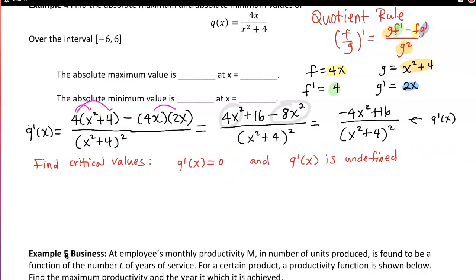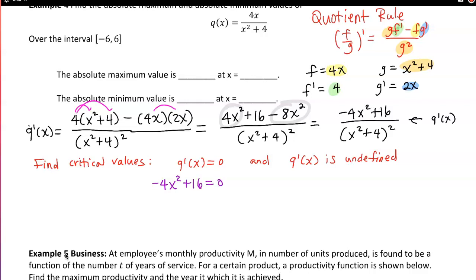Okay, let's talk about case number 1, you guys. The fraction is equal to 0 when the numerator is equal to 0. When the top of the fraction is 0, then the whole fraction becomes 0. So to take care of that case, I will grab what was on the top of the fraction and set it equal to 0.